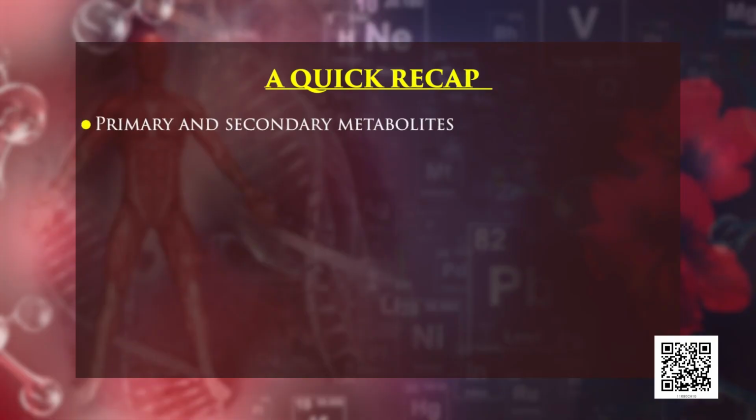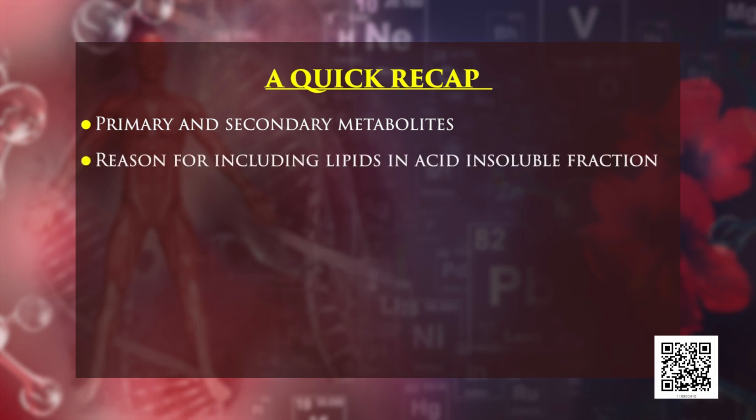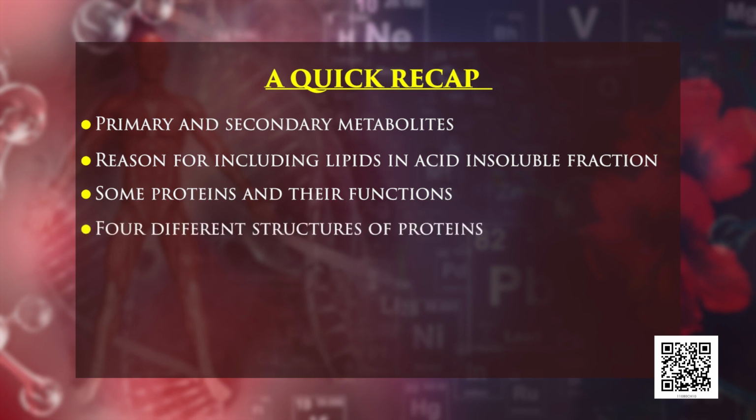Let's have a quick recap of what we have learned today. In today's session, we have discussed about primary and secondary metabolites. We also discussed the reason why lipids are found in the acid insoluble fraction. We have also learned about the importance of proteins and the various functions performed by them. We also discussed about the 4 different structures of protein and the various types of polysaccharides.